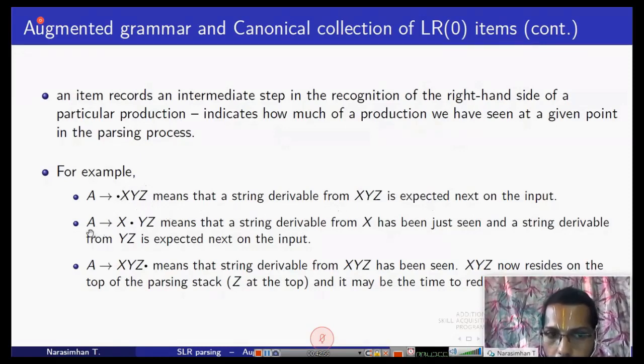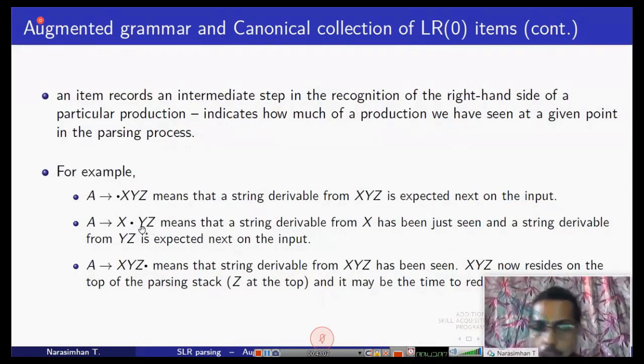Take another item, A gives X dot YZ. What does that mean? X is to the left of the dot, YZ is to the right of the dot. That means you have finished processing X and are going to process YZ. That means you have finished seeing a string derivable from X. Next, you are expecting a string which is derivable from the sequence YZ.